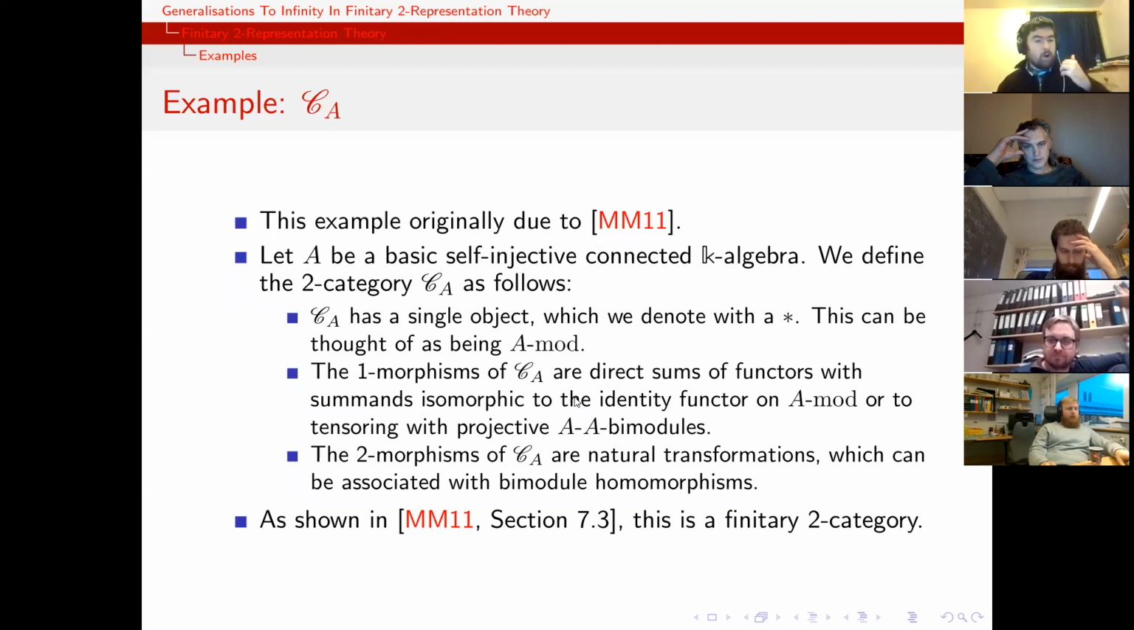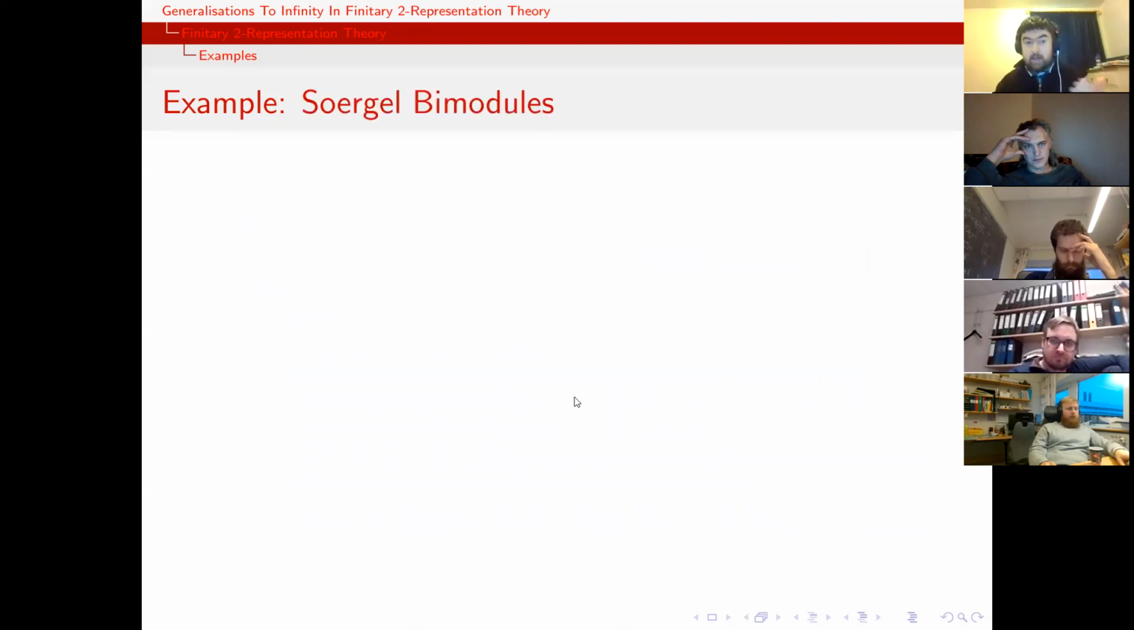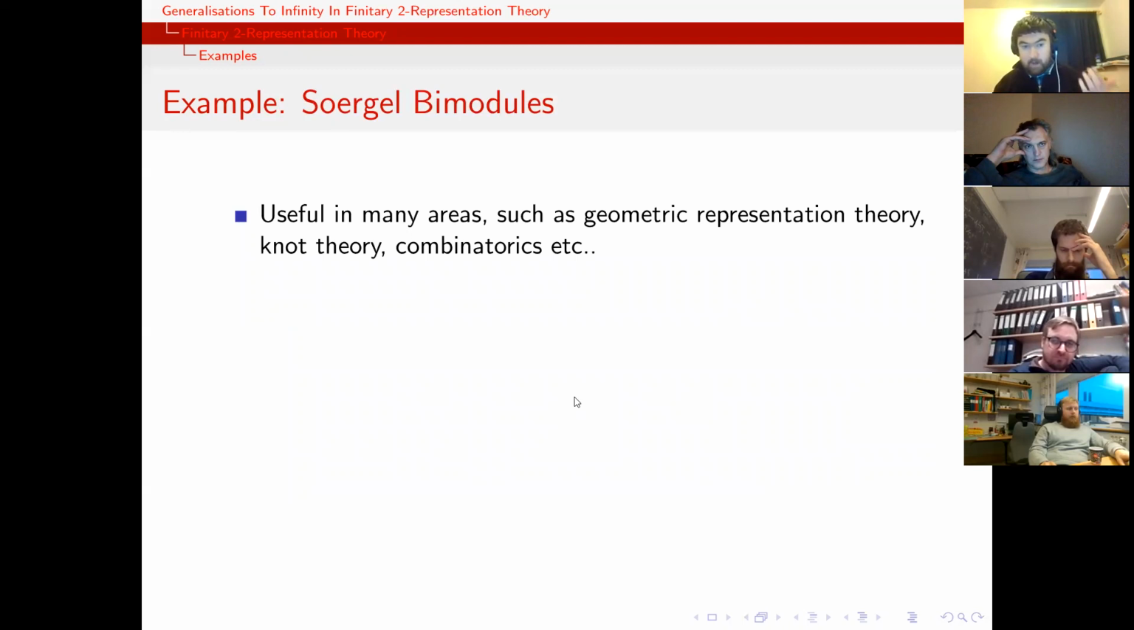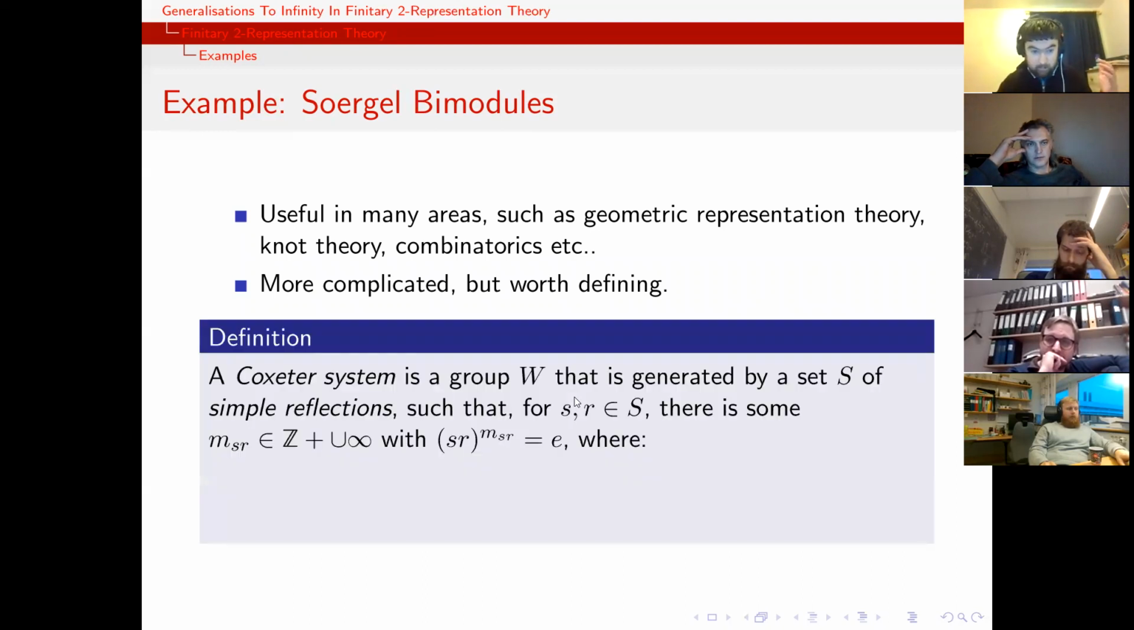So now to give a somewhat more complicated example that is nevertheless probably worth looking at, let's look at Soergel bimodules. So these are a construction that's useful in many areas of maths, most prominently geometric representation theory, but also knot theory, combinatorics, and so on. So they are more complicated, but they are worth defining, and I will be coming back to them in the second half of the talk as well. So to start, we have this thing called a Coxeter system, or a Coxeter group, which is a group W generated by a set of what are called simple reflections.